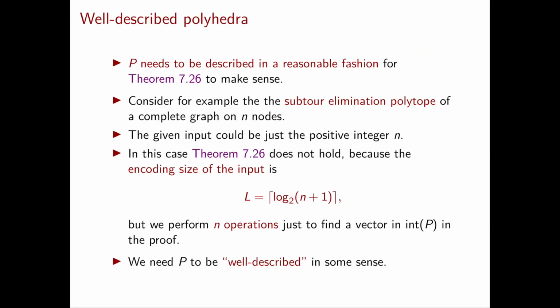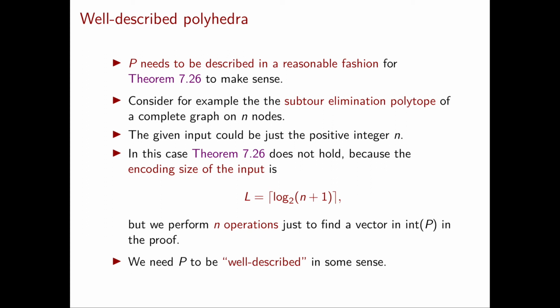Now that we've shown the equivalence between optimization and separation, I want in the last 3 slides to give finally a precise statement of this theorem. In fact, we need P to be described in a reasonable way, and now we discuss what this means. In order to understand that, let's first consider the subtour elimination polytope of a complete graph with n nodes. Now the input to this problem could just be the positive integer n, because that's essentially everything you need to know to be able to construct the corresponding complete graph.